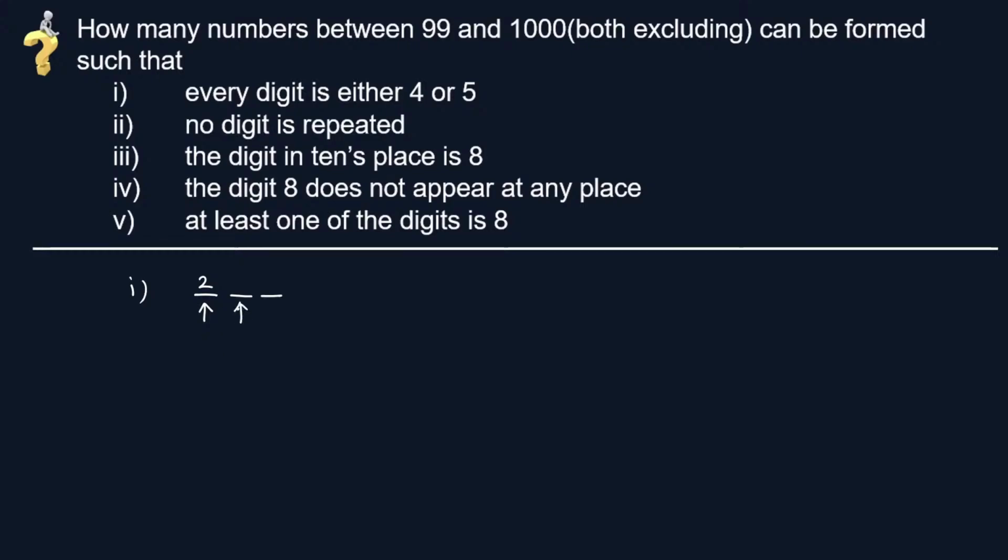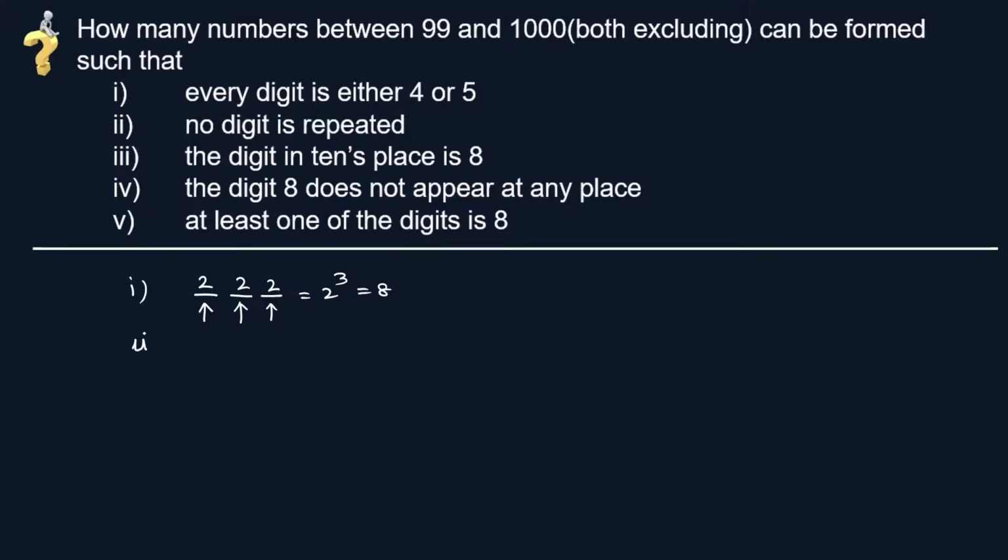This place can again be filled in 2 different ways, because either 4 or 5 will come, and the same thing is going to happen in this place. So the total number of such numbers between 99 and 1000, both excluded, will be 2 cube. That is 8 such numbers, in which every digit is either 4 or 5, right?